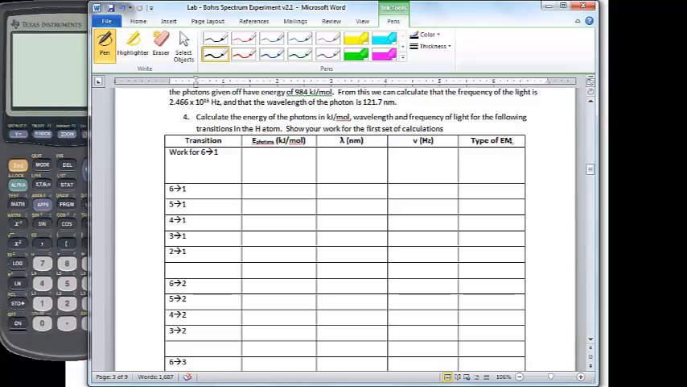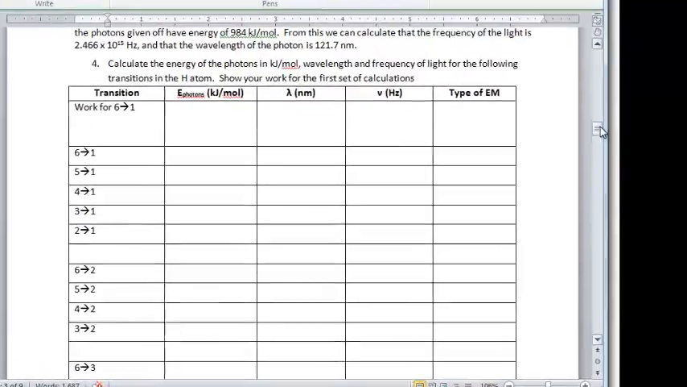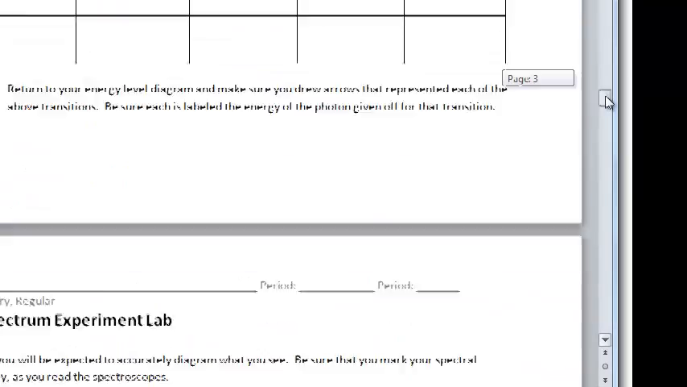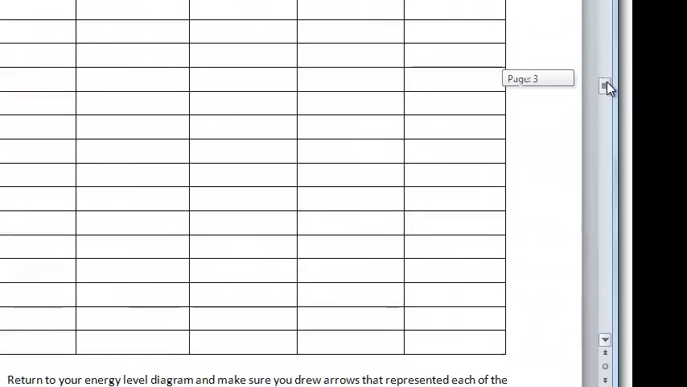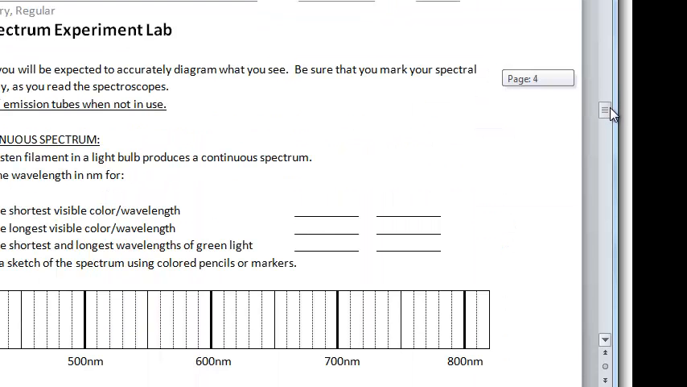Recalculate. The type of E&M, I'm just looking for the color or whether it's microwave, radio wave, infrared, etc. Okay. The place that you're going to find out that information is that colorful sheet that I gave you guys at the beginning of the unit. All right.